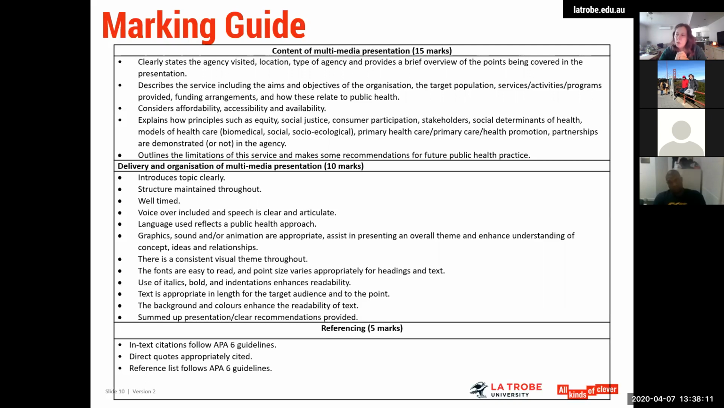So some sort of conclusion to the presentation. And so that's about that topping and tailing of your presentation. And then finally, there's 5 marks for referencing. So in-text referencing obviously follows APA guidelines.